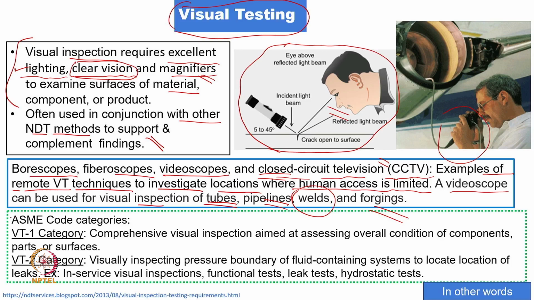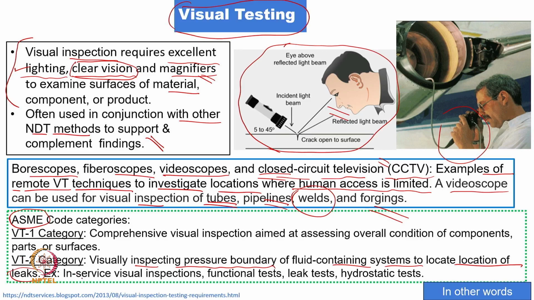Now, ASME also provides some sort of codes or classification of visual testing. They say the normal visual testing is VT1, while coming to VT2, they generally go ahead with a pressurized boundary where there is a liquid, and the liquid is pressurized. So, the VT2 category is visually inspecting the pressure boundary of a fluid containing system, to locate the leakage wherever there is a leakage.